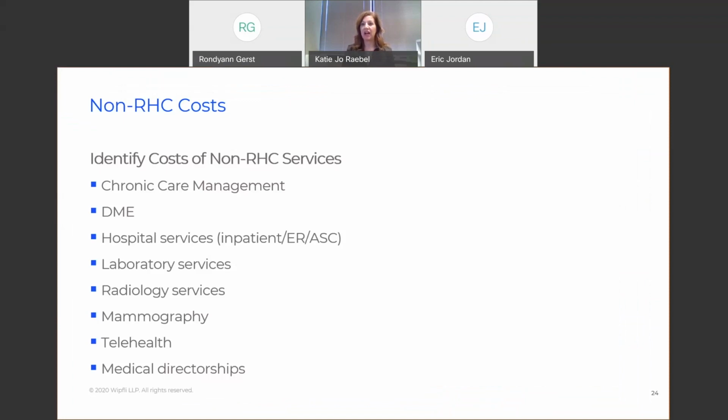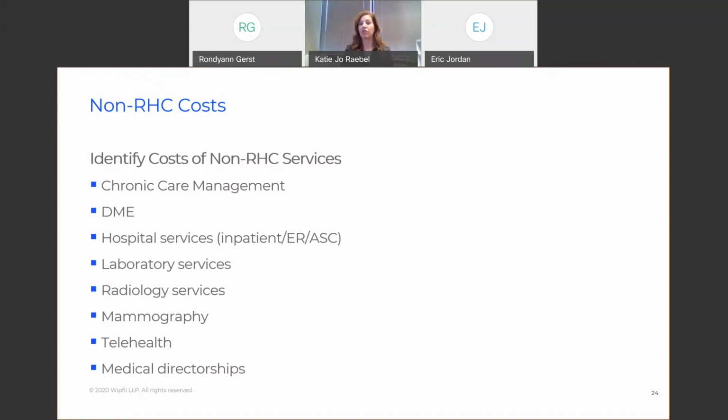Really our DME, hospital, lab, radiology, mammography, that's listed in the regulations. But there are some other non-RHC items that sometimes aren't as evident, or clinics don't think about them, and that may be items like chronic care management. I'll mention that because we have a lot of clinics providing chronic care management services, and they think it's part of their rural health clinic benefit, and it is. We get to provide chronic care management services in a rural health clinic, and we actually bill for those services on the rural health clinic claim form, the UB04.